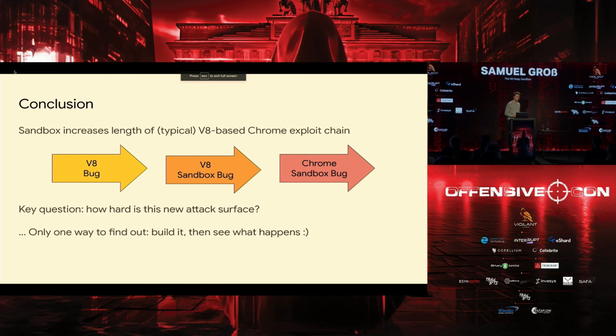Right, that already brings me to the end. Conclusion: I think basically what this ends up doing is it increases the length of typical V8-based Chrome exploit chains by one bug, right? So no longer do you need a V8 bug and a Chrome sandbox bug, now you actually need some bug in the middle for getting out of the sandbox.